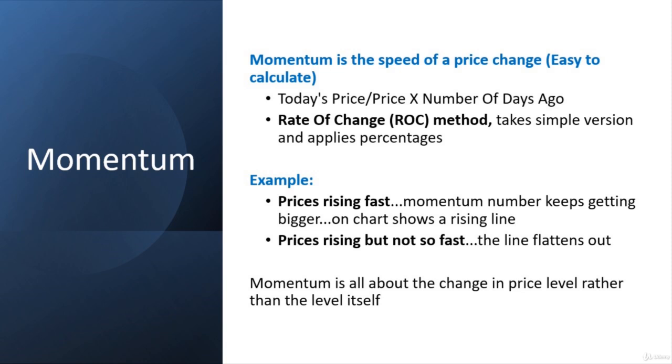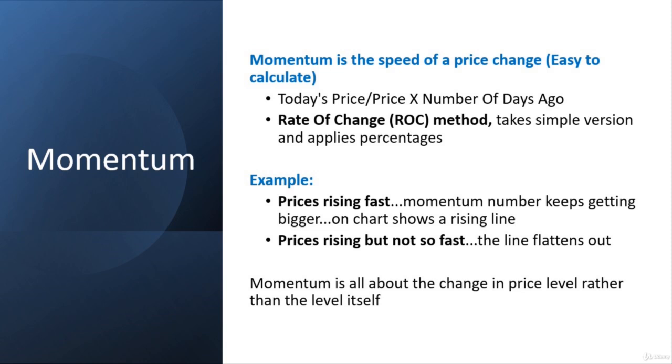So for example, if prices are rising fast, the momentum number that you can use as an indicator is going to keep getting bigger. And on a momentum chart, and we'll see some examples of that later in this section, it's going to show a rising line, right? So if you see a rising line, that shows prices are rising fast. If the prices are rising, but not so fast, the line will start to flatten out, right? You're going to see that line not be as steep. It's going to start to flatten out as prices maybe are rising, but they're not rising that fast.